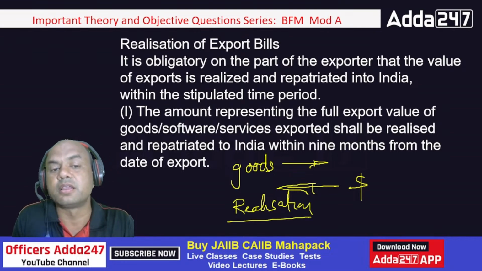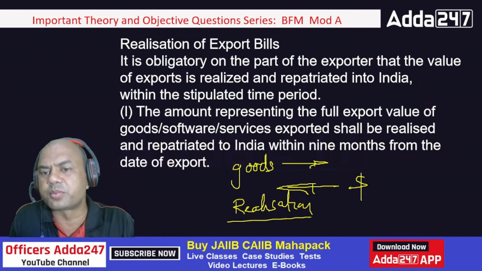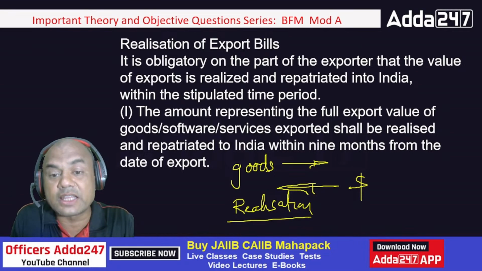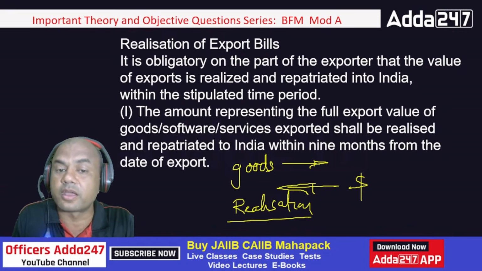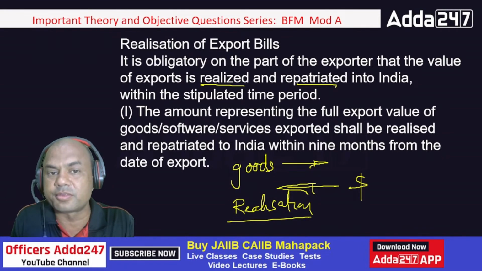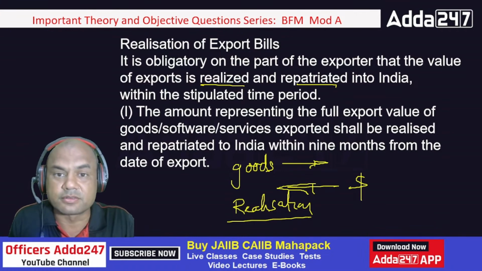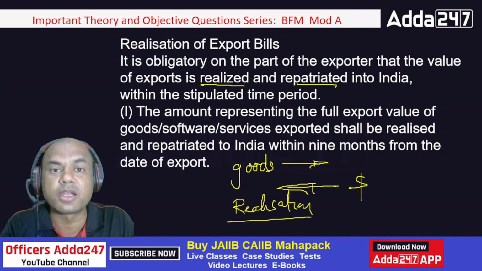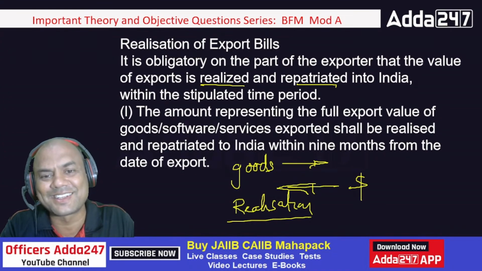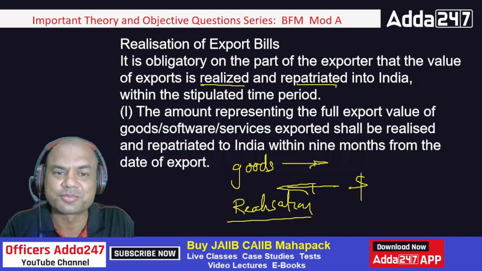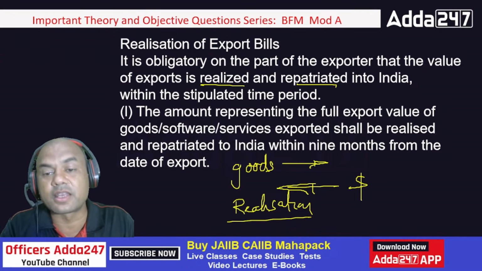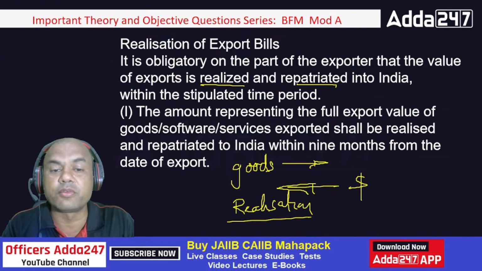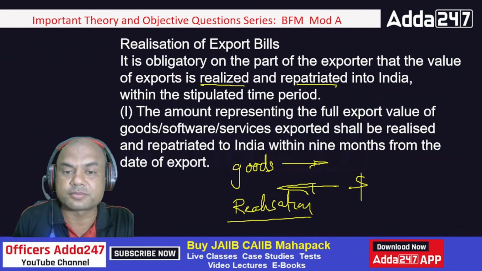Actually getting the money. So it is obligatory on the part of the exporter that the value of the exports is realized and repatriated into India, right? Realized and repatriated. Money should come in. After all, paisa, isn't it? Everyone, you, me, the government, everyone. What is important? Paisa, isn't it? So money, dollars. Export is realized and repatriated into India within the stipulated time period, right?